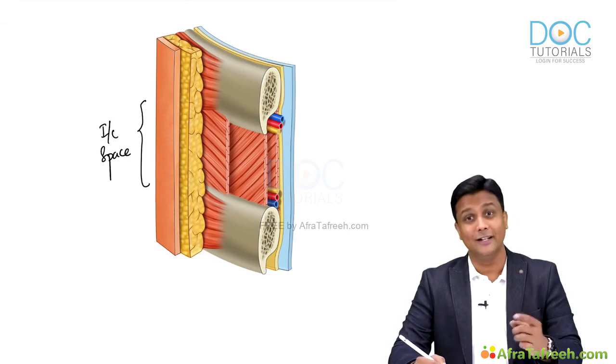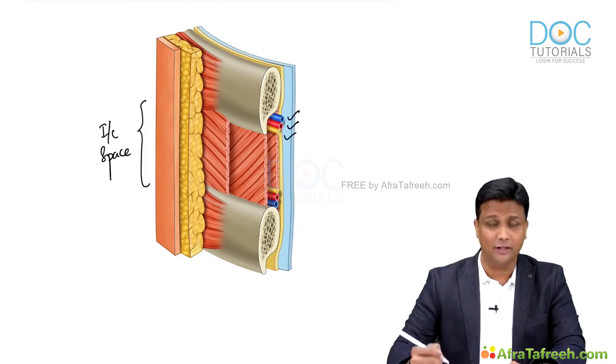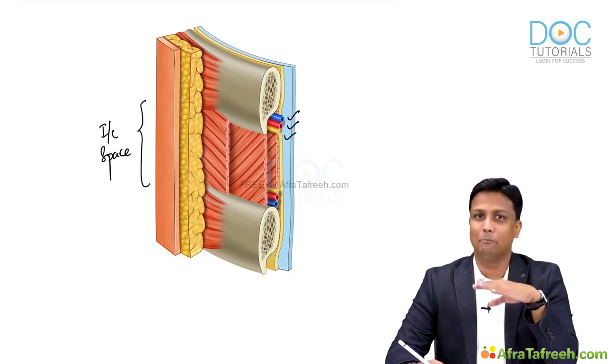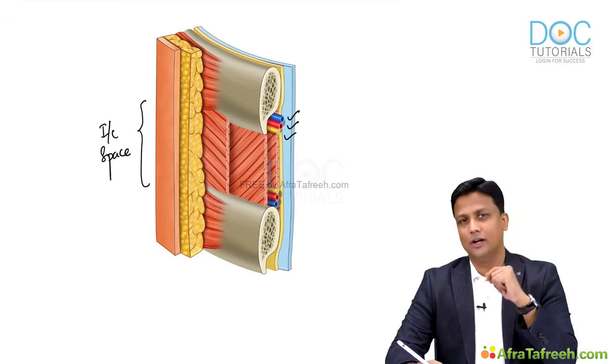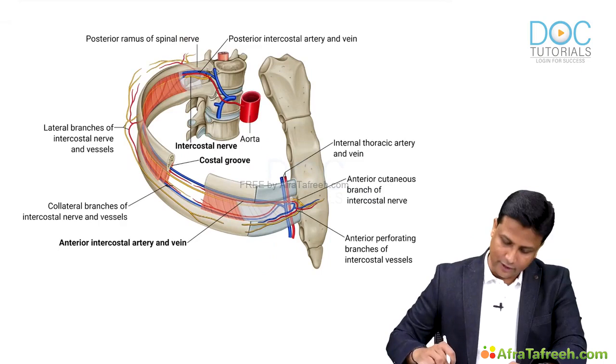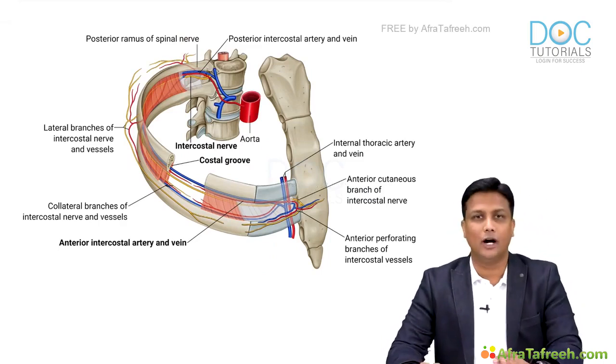Now we are going to learn that inside the intercostal space we have the intercostal artery, then the intercostal vein, and then the intercostal nerve. We are going to learn about all three of them one by one. First of all, let's get started with the intercostal artery. Let me give you the entire orientation first, the entire introduction first, and then we'll draw our diagram.